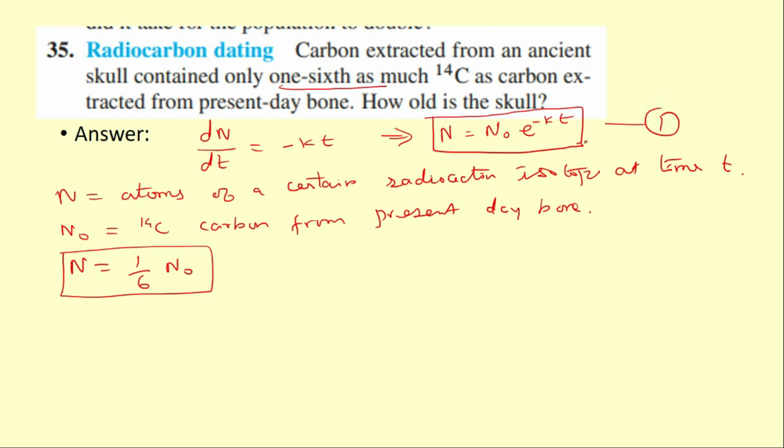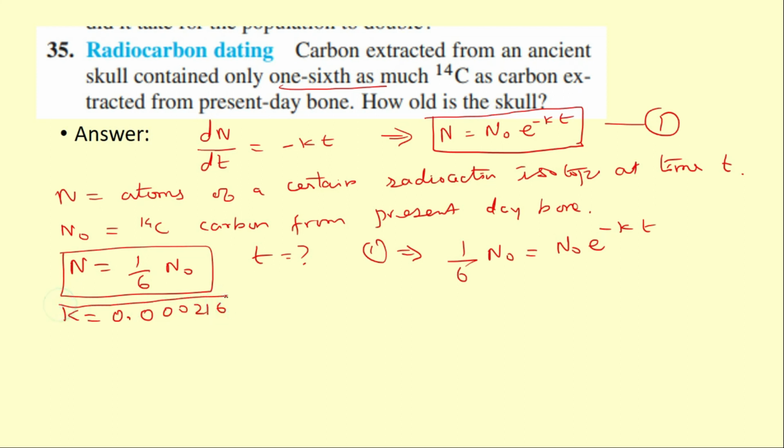Okay. What's the question? How old is it, what is time? When N is given, what is time? So the question is what is time? Then equation number 1 gives, on the left hand side, 1 over 6 N0. On the right hand side it is N0 e raised to minus kt. And refer to example 4 in the textbook. It's given what k is. K for radiocarbon dating has been given as 0.000216. We just have to use it for all radiocarbon dating problems.